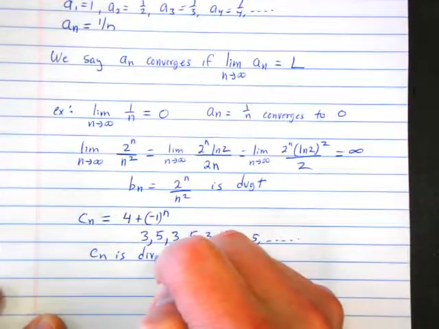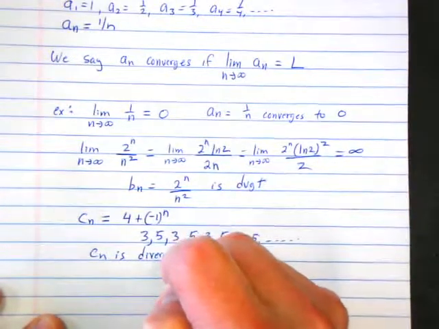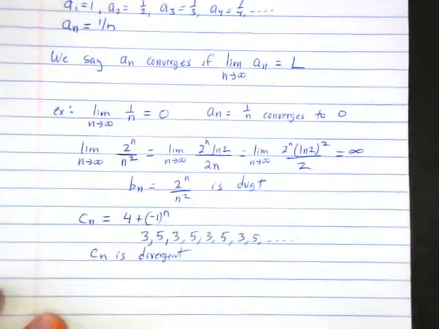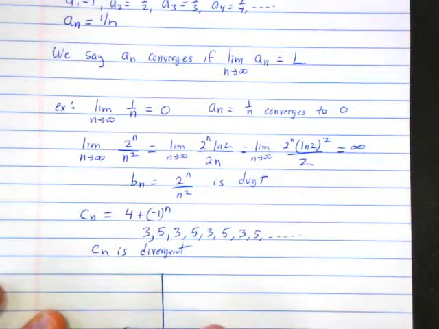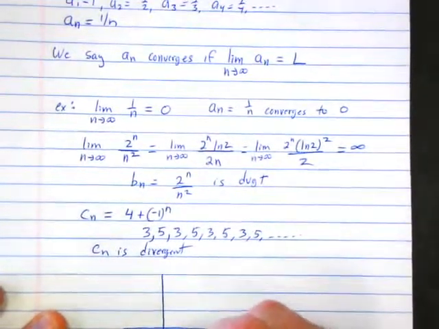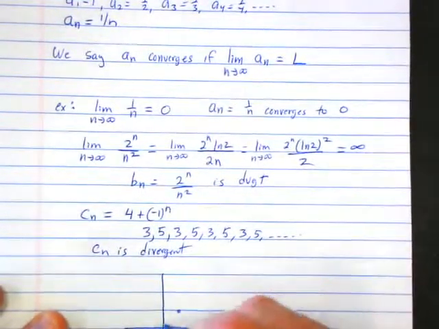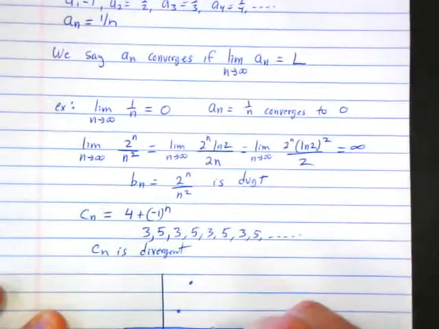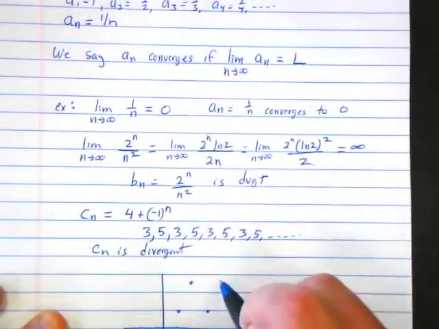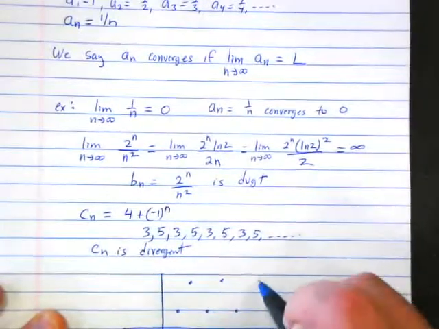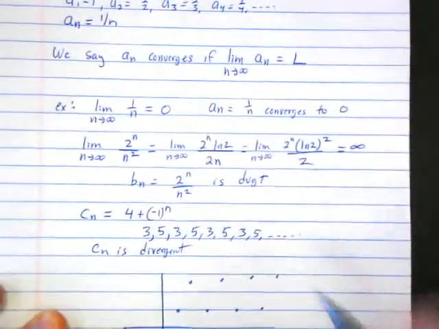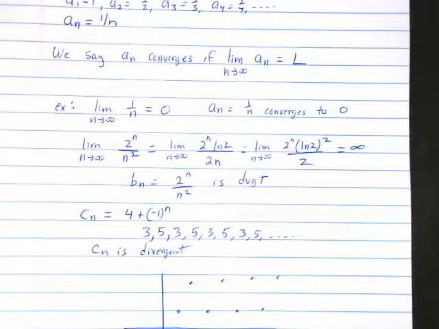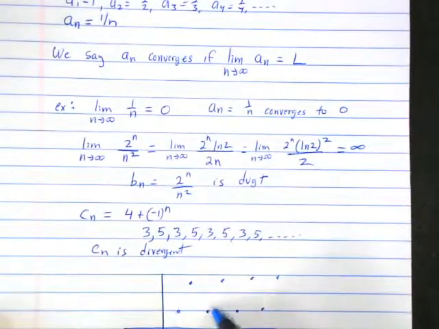What would the graph look like? I would have the points (1, 3), (2, 5), (3, 3), (4, 5). The graph would just bounce back and forth. And remember, when we're dealing with sequences, we're dealing with just distinct points. You would not connect the dots here.